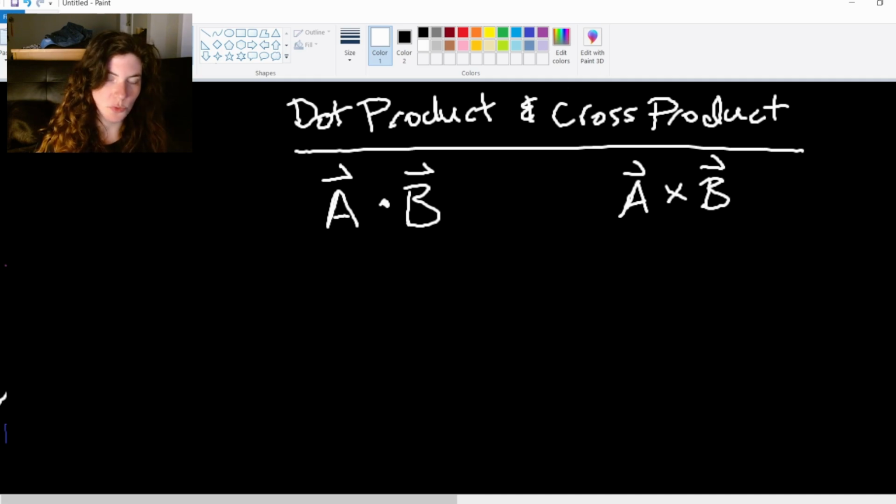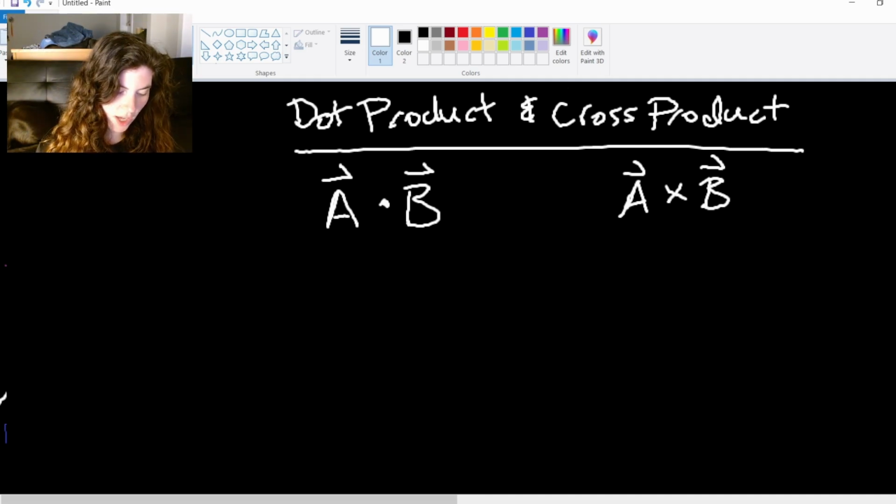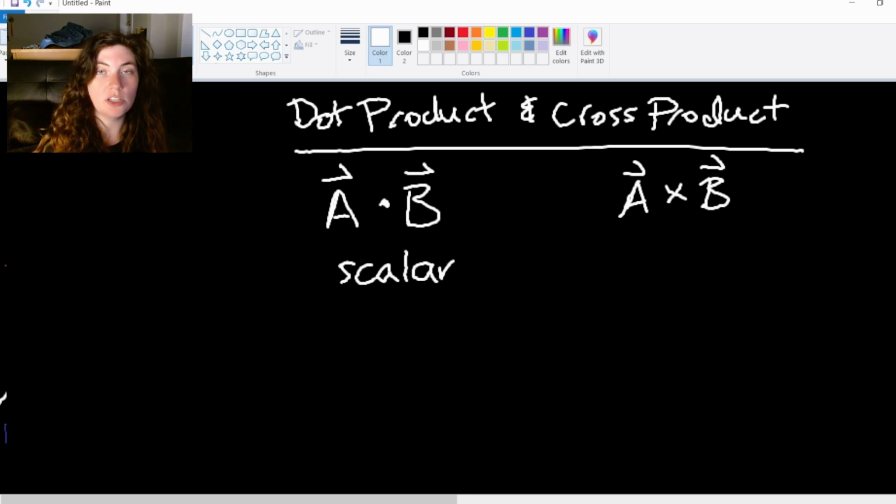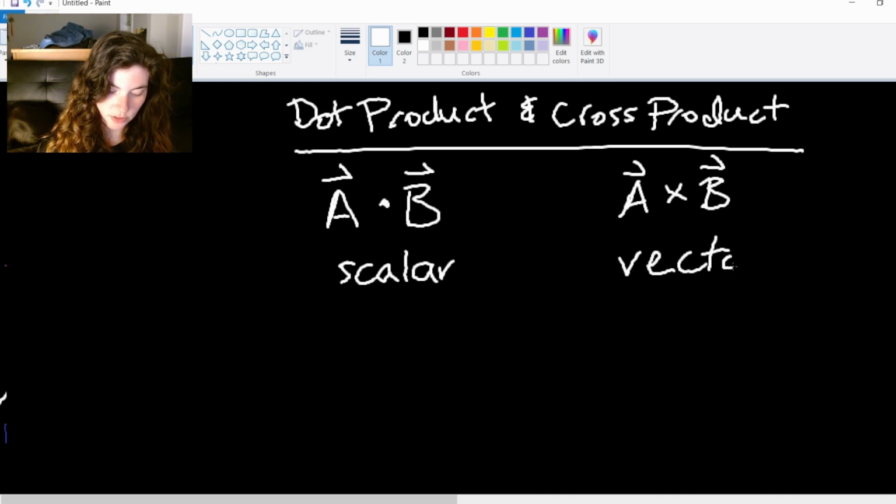But the major difference between these is that the dot product will give you a scalar as an answer, meaning not a vector. You should just be getting a number, a magnitude, a scalar value when you're doing a dot product. But the cross product will give you a vector as an answer.